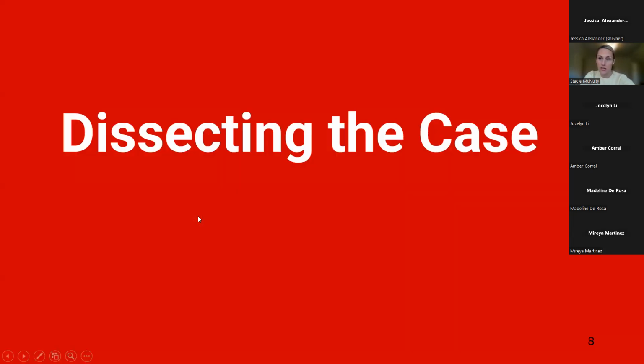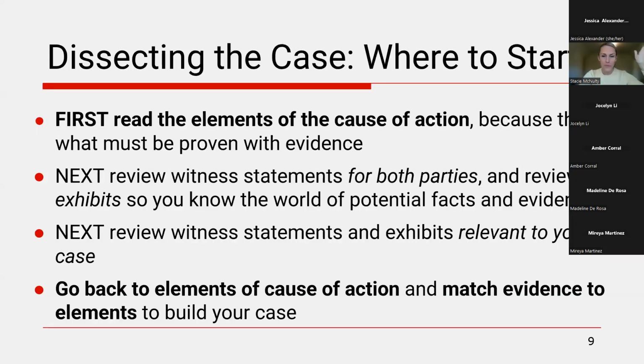So let's talk about how we're going to dissect that in the context of this contract issue. When you have all these materials, it's overwhelming. So the very first thing you should do every time, and this is what I do as a practicing trial lawyer, is go back to the elements of the cause of action, because this is what has to be proven with evidence. If you get lost in the minutia of everything, you're going to sell yourself short, because this has to be the focus.